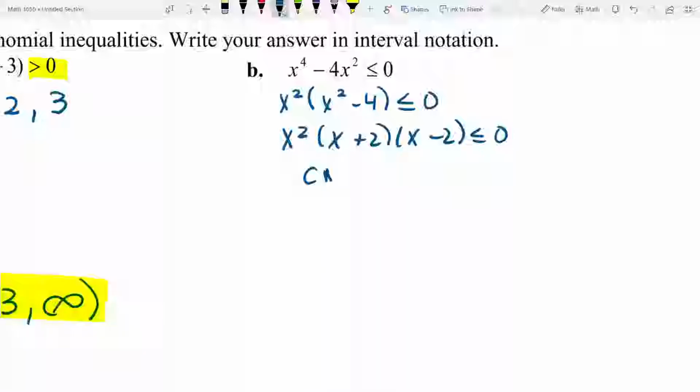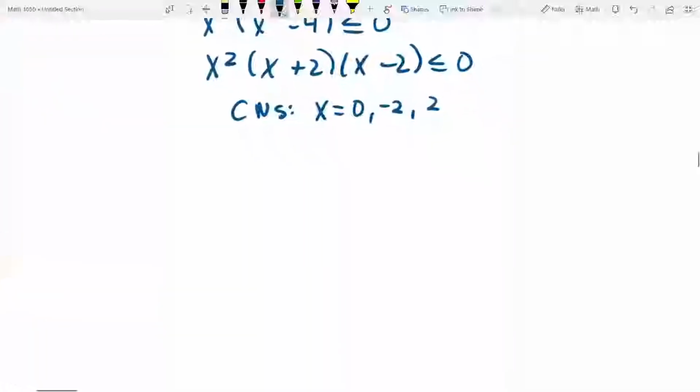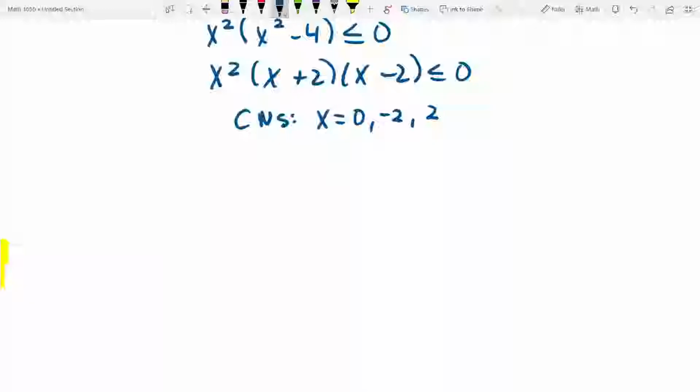Critical numbers. So your critical numbers are x equals 0, -2, and +2. Now, everybody listen for a second. You guys keep asking me, it always says plus, minus, plus, minus, plus, minus. Is that always going to be the same? It won't always be the same, and this guy's going to be funky.